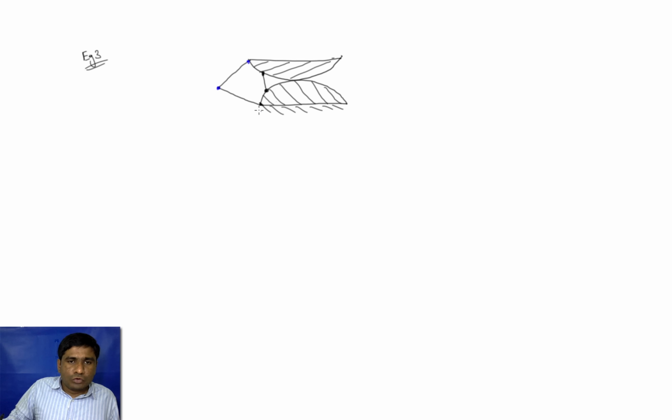Next example is this one. Here we have two cams. These two are cams. So first let's number these links. This is the fixed one, and this is 2, and this is 3 and 4, and again this is 5.